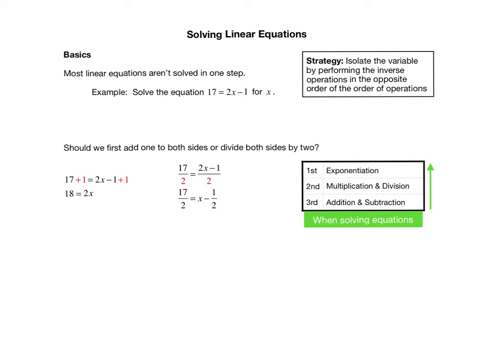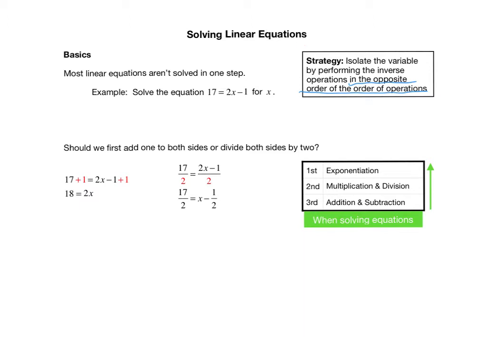So our strategy is going to be this. We want to isolate the variable by performing the inverse operations in the opposite order of the order of operations. So we work backwards from the order of operations when we want to solve equations, meaning we should do addition and subtraction before we do multiplication and division, and we should do that before we do exponentiation. So instead of going from exponentiation to addition and subtraction, we go from addition and subtraction to exponentiation in that order. We will not be dealing with exponentiation since we're only solving linear equations, which have the variable raised just to the first power.